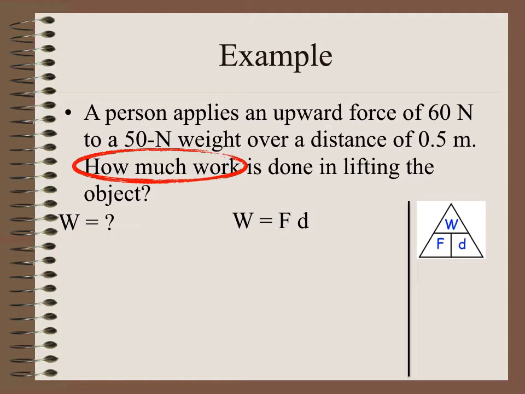Now notice that the first thing that we need is a force. But we have two forces. We have a 60 newton force, which is going upwards, and we have the 50 newton weight, and weight always acts downwards. So if we want to know how much force we actually see moving, then we have to go back to lesson 13 and figure out the net force. 60 newtons up and 50 newtons down means we're going to subtract 60 minus 50 and get 10 newtons. So we actually only see 10 newtons moving the object.